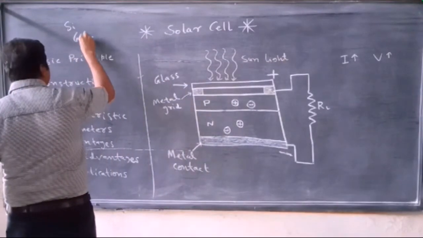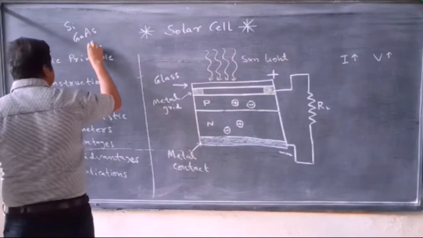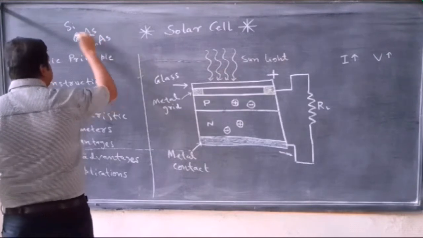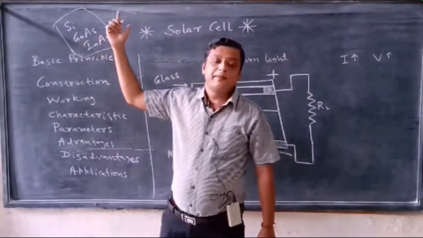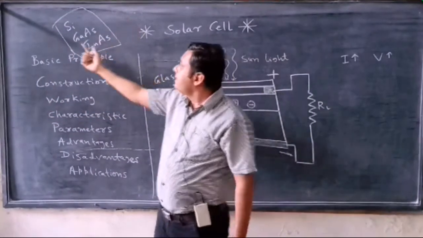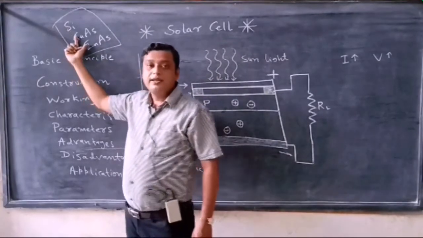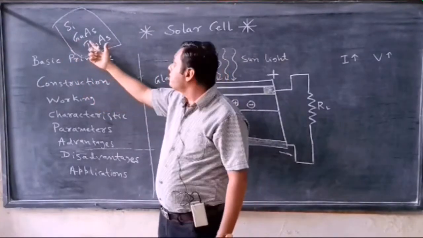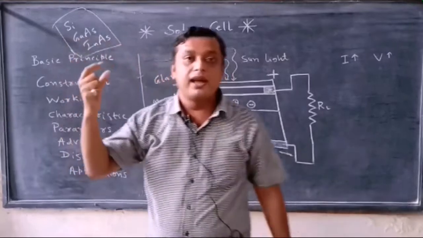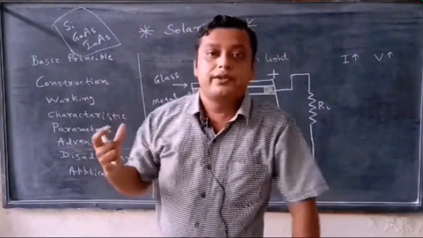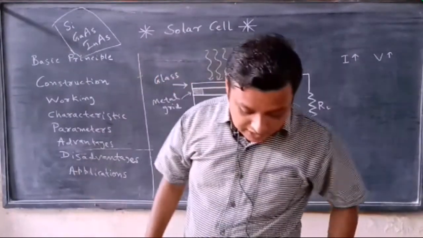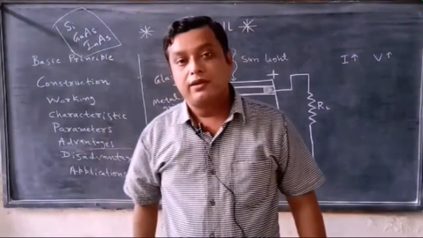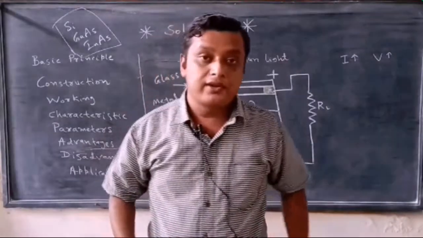Silicon, gallium arsenide, indium arsenide: these are the semiconducting elements and semiconducting compounds. Such types of semiconducting materials are used to construct the solar cell. So now I am moving to the construction.